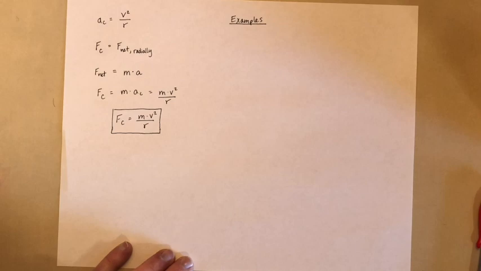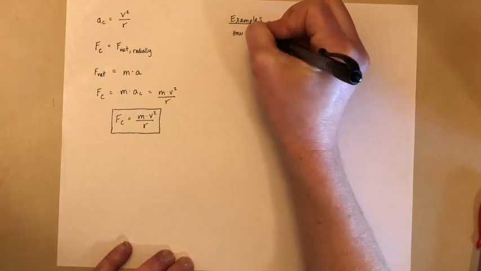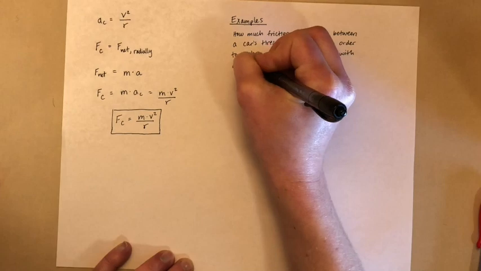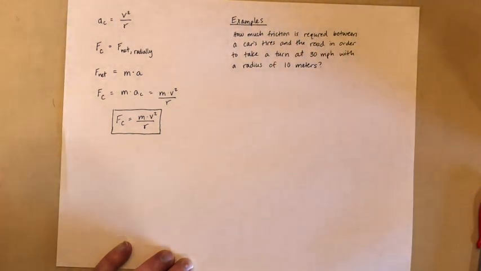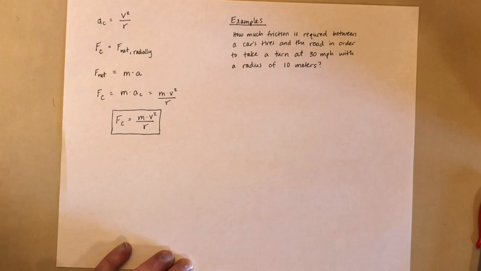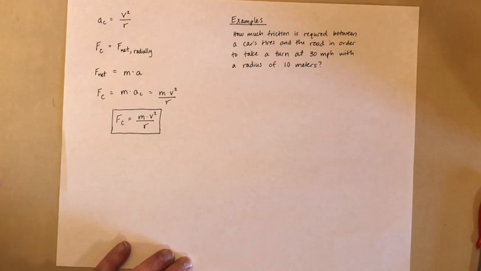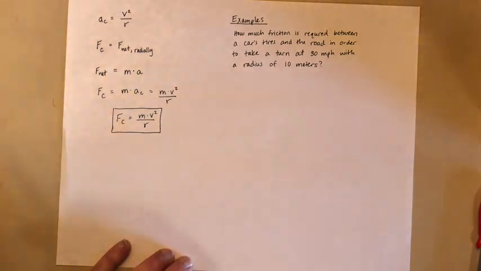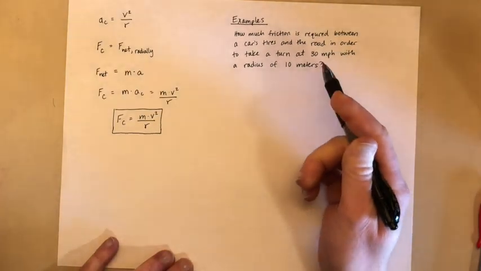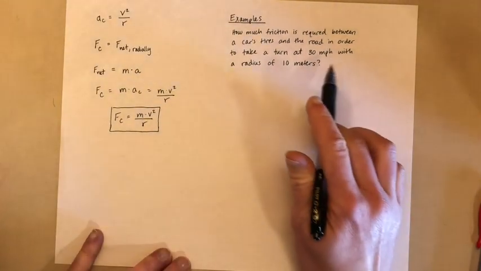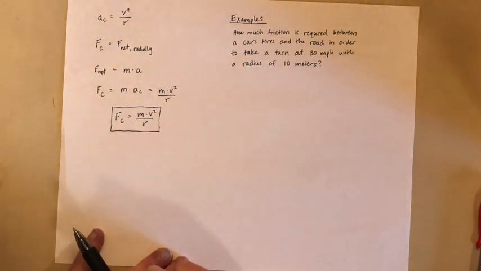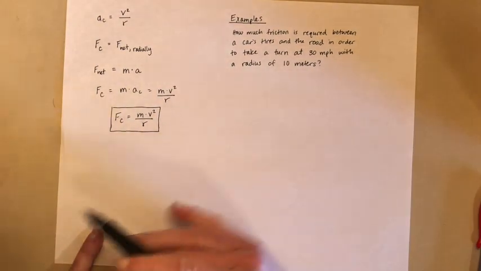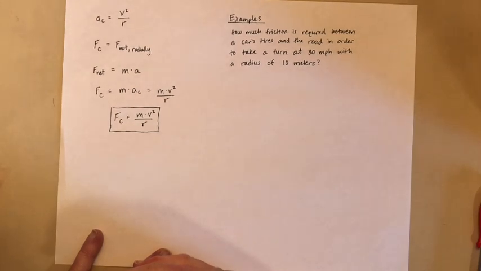So let's say we're asked to figure out how much friction is required between a car's tires and the road in order to take a turn at 30 miles per hour with a radius of 10 meters. A little bit of a funny question because we're mixing units here, some imperial miles per hour and then 10 meters. Anytime you're given something in those imperial units, we should convert them into the metric. But let's make a little bit of a game plan for this.